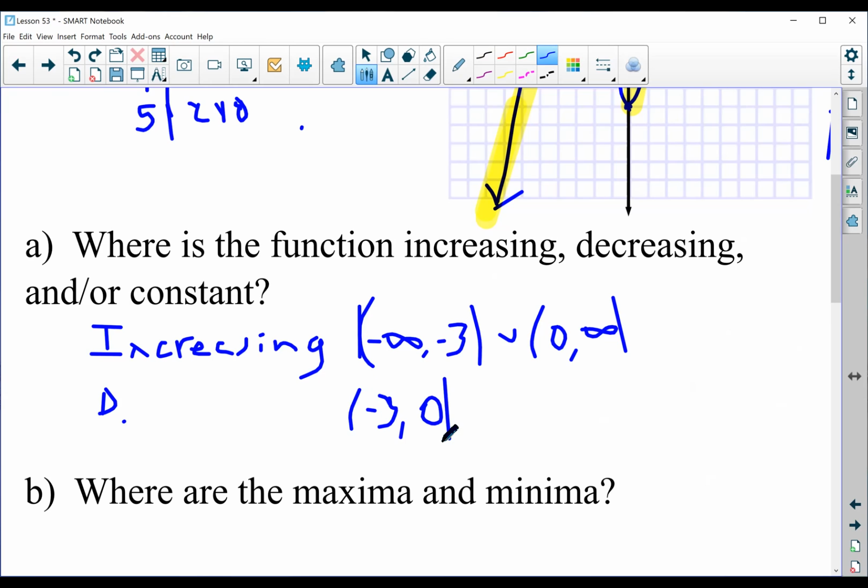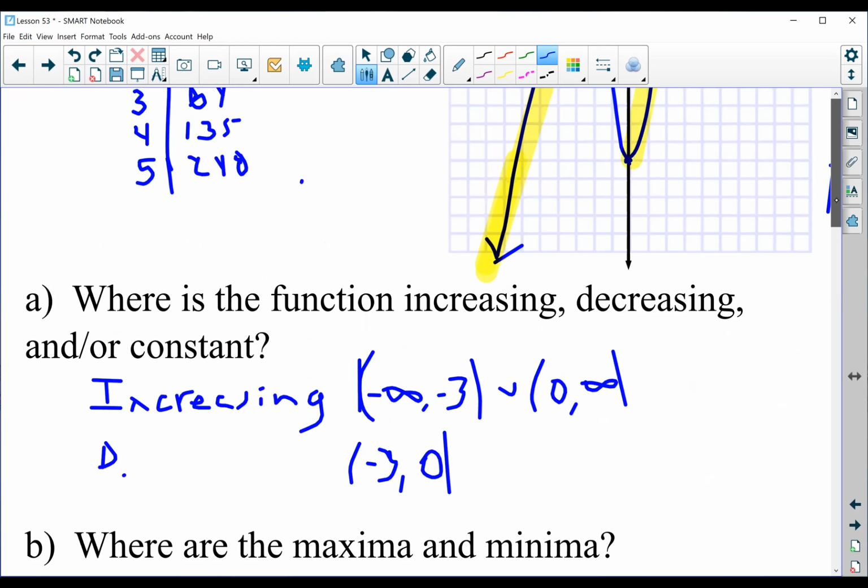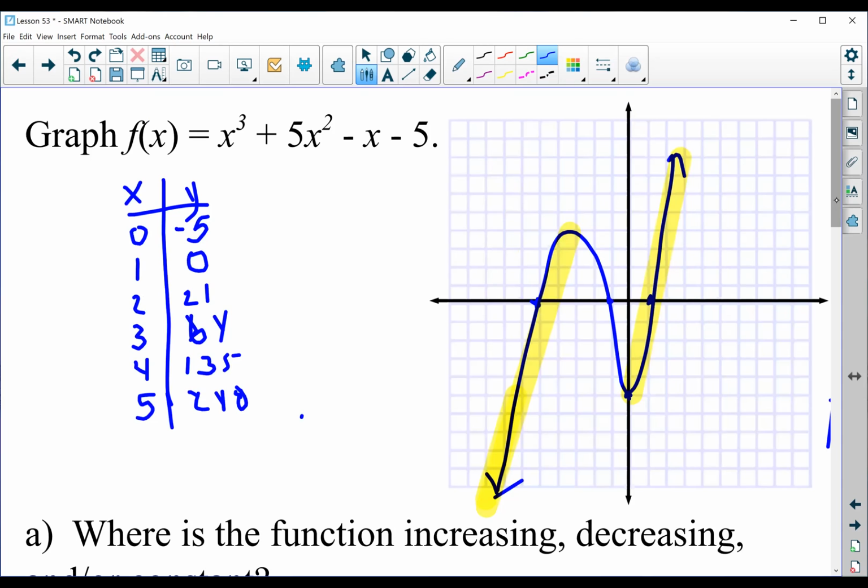The maxima and minima, there aren't any, because this graph goes all the way down as low as you want it to go and all the way up. If it asked for relative maximum or minimum, then we'd have a relative maximum here and a relative minimum here. It doesn't ask for it, so we don't need to worry about it.